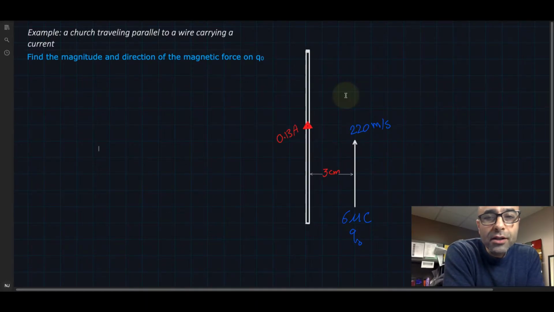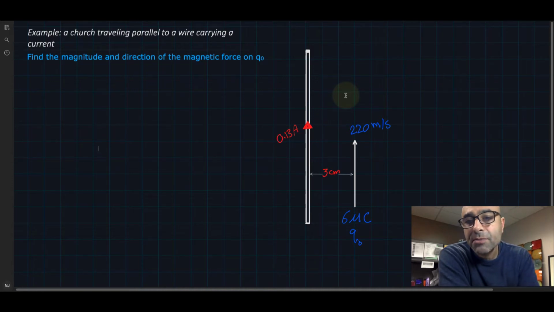Hey there everyone, let's look at this example. In this example there is a straight wire that is carrying a current equal to 0.13 amps, and there is a charge that is traveling parallel to that wire at 220 meters per second. This charge has a value of 6 microcoulomb, which is 6 times 10 to minus 6 coulomb.